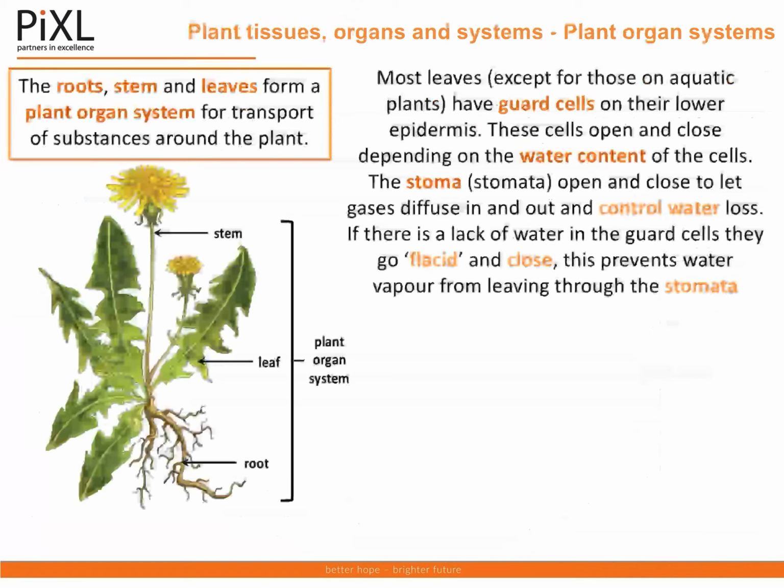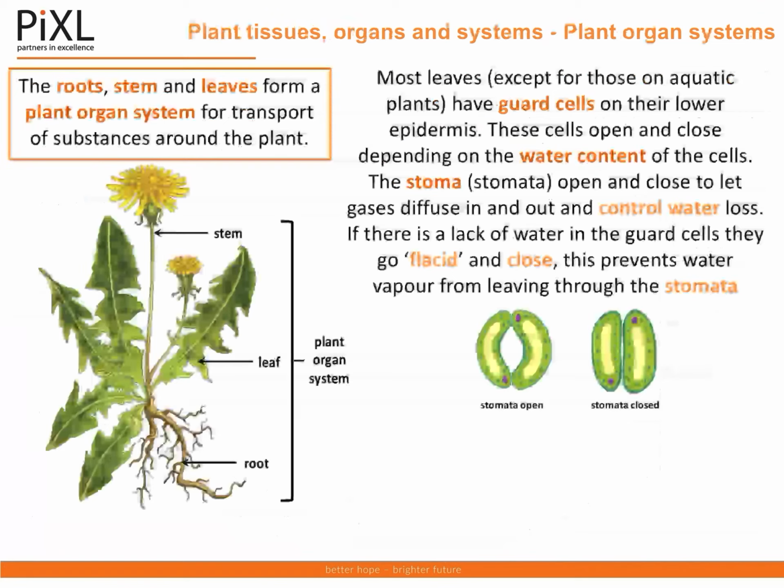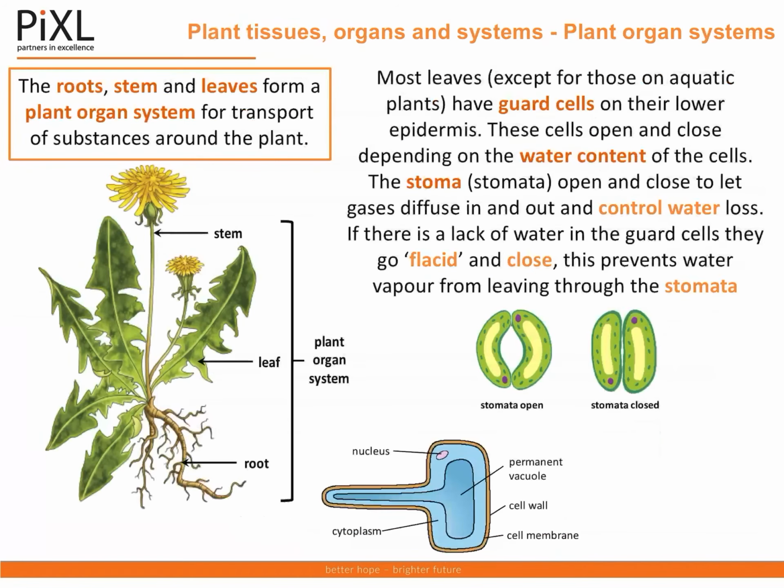And the stoma open and close with the guard cells, and that allows gas exchange, or gases to diffuse, so move in and out, and that can help control water loss. So if there's a lack of water in the guard cells, they go flaccid and they close. This prevents the water vapour from leaving through the stomata. So there's a picture of our stomata open and the stomata closed, and that's depending on the amount of water in the guard cells. So these are two very specialised cells.